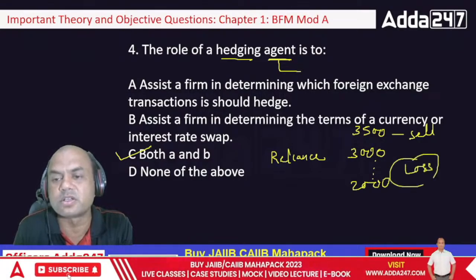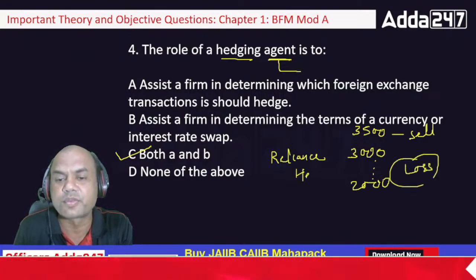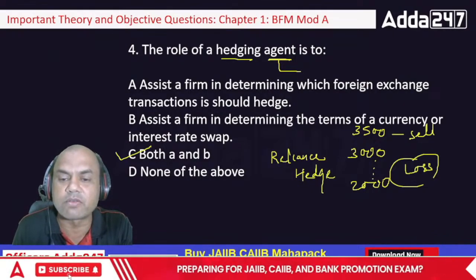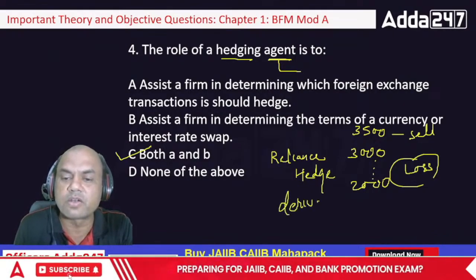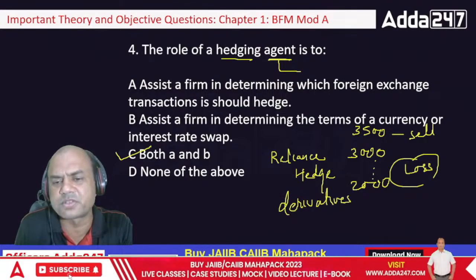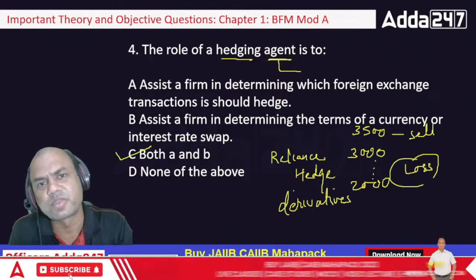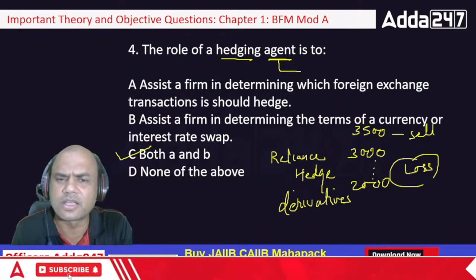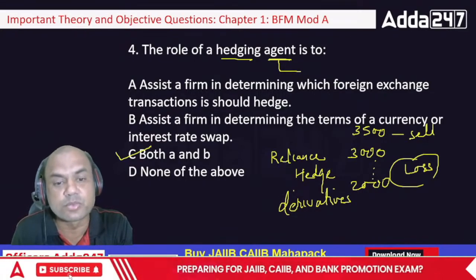To cover this loss, what will I do? I'll hedge. I'll hedge using what? Derivatives. Derivatives means it can be anything. It can be options, futures, forwards, swaps, FRAs, anything it can be. So the answer is both A and B.